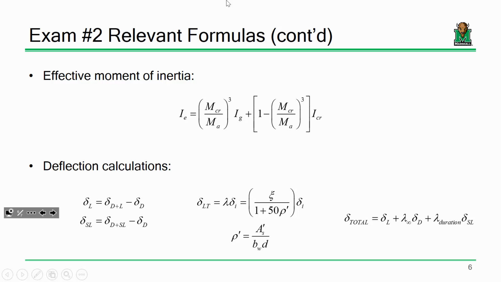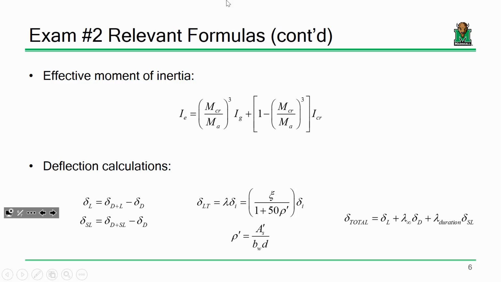For deflections, you've got your effective moment of inertia, and then your deflection calculations. Remember, you cannot calculate live load deflection by itself. You have to calculate dead plus live, and then dead, and subtract the two. And again, the reason why is because each of these two quantities has a different moment of inertia. That's why you can't just compute the live load deflection directly.